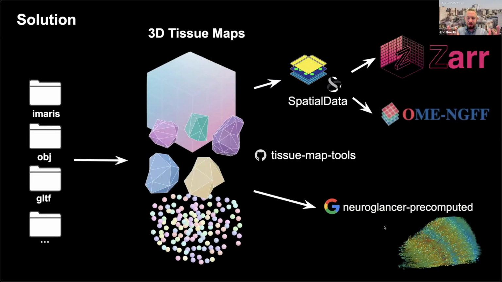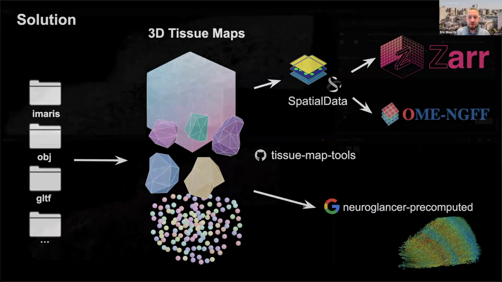In this effort that we call 3D tissue maps, and star our GitHub repo if you're on it already, we have Tissue Map Tools, which helps you create those data sets and also shows you how to visualize them. We can now represent raw data, as you see here at the top, with the support of SpatialData and OME-Zarr, and then the meshes and spatial transcriptomics dots using Neuroglancer precomputed. As we are very close to the OME community, we're also pushing to get this into the standards, which are provided by OME and supported by a lot of other tools.